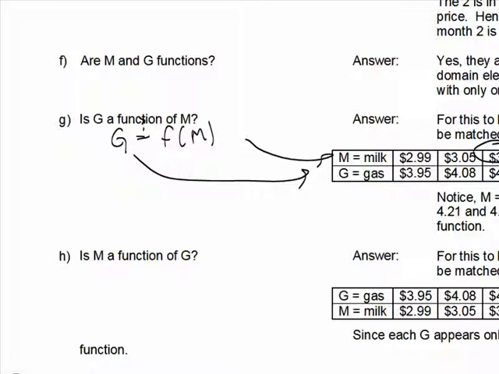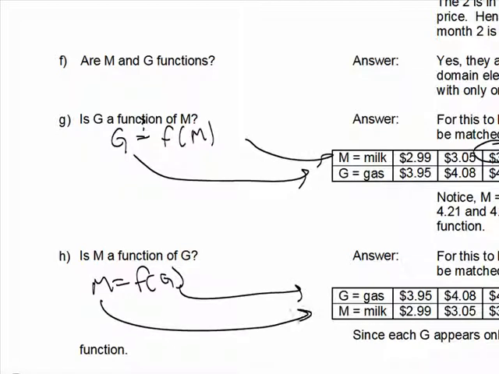Well, how about, is M a function of G? Well, if that's the case, I'd have M as a function of G. So our inputs are G and our outputs are M. And to be a function, each G needs to appear only once. And notice in this case it does. Each G is appearing only one time. And so as given, this table is in fact a function.